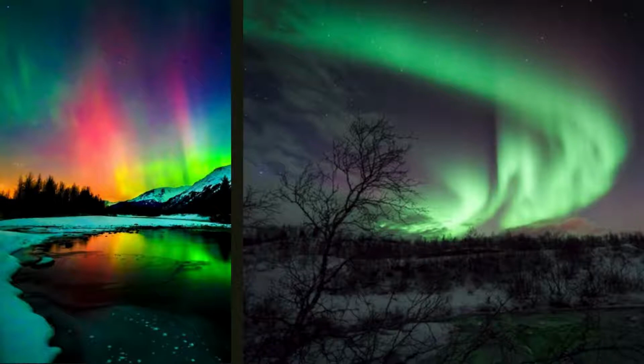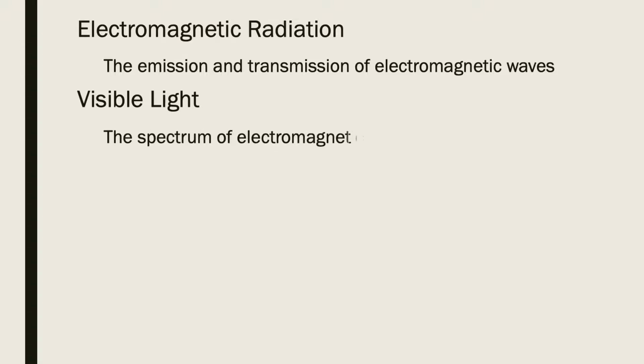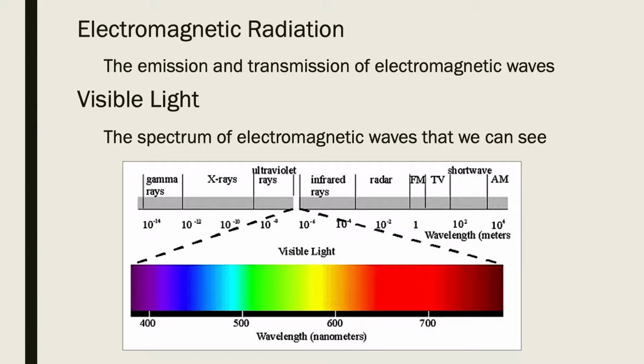To answer these questions, we will need to start with some underlying concepts of chemistry. First, we will discuss electromagnetic radiation, which is the emission and transmission of electromagnetic waves. We are most familiar with visible light, which is the spectrum of electromagnetic radiation that we can see. These waves can be thought of as energy. Where these waves lie on the spectrum is dependent on their wavelength.